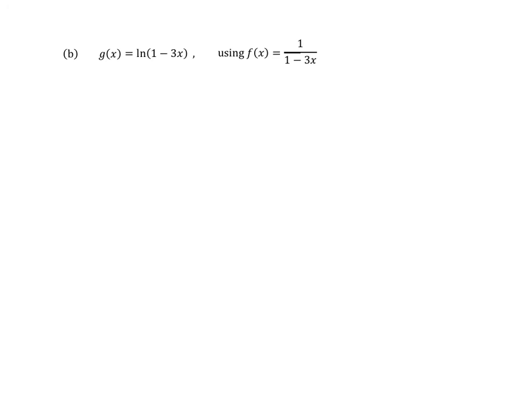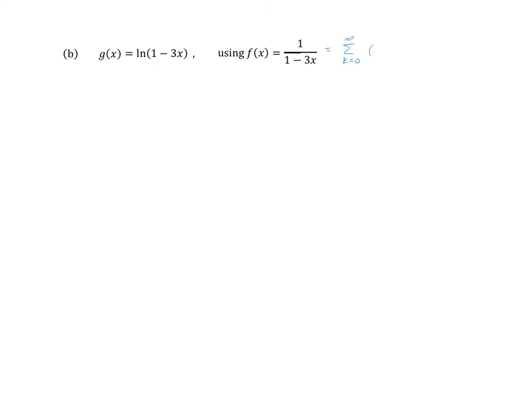We're going to look at one last example in this section. Again, we have this function g of x. The directions are all the same. G of x is the natural log of 1 minus 3x. F of x is the function 1 over 1 minus 3x. And I know the power series. Again, I know the power series representation.